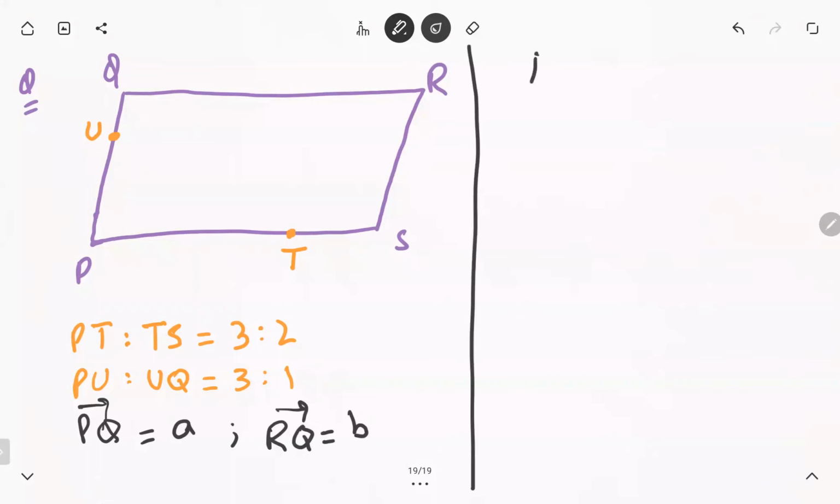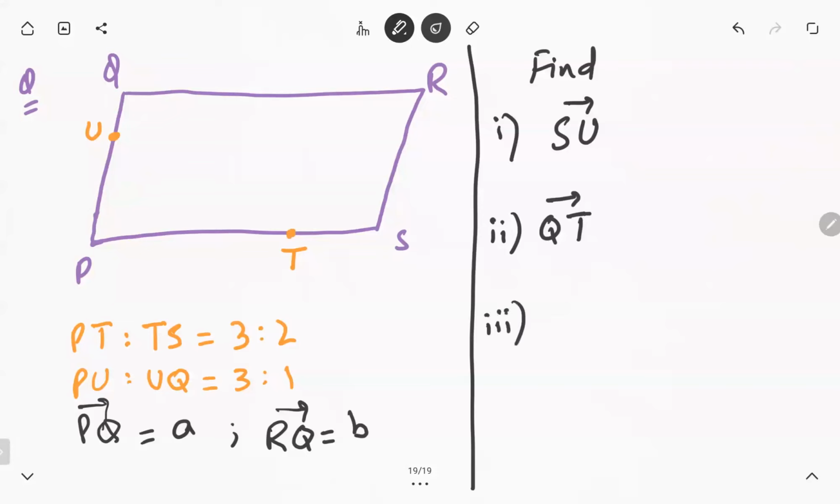So now you have to find number 1. Find number 1. You have to find SU. Number 2, you have to find QT. Third, you have to find TU. These are the vectors you need to find.